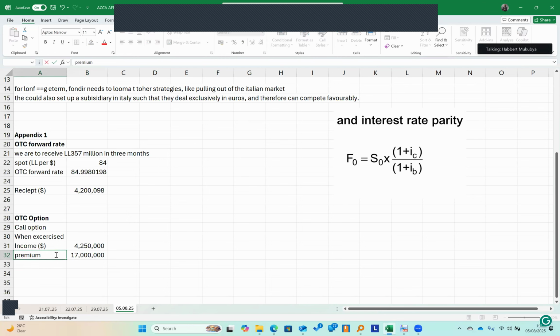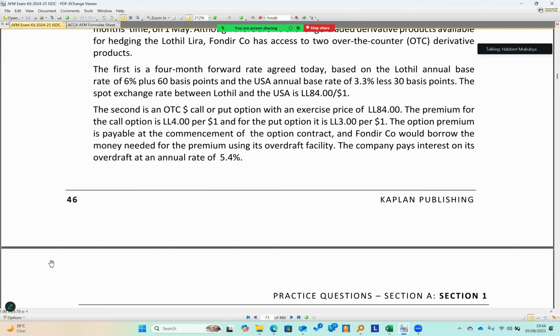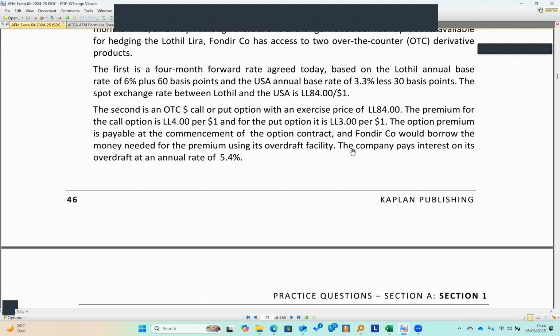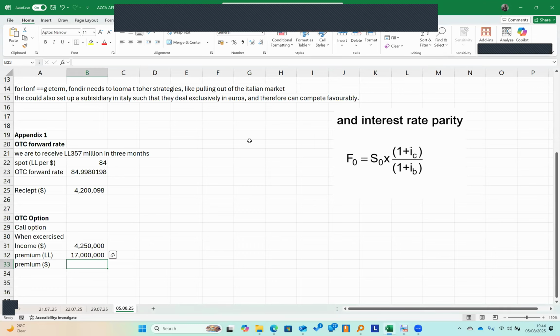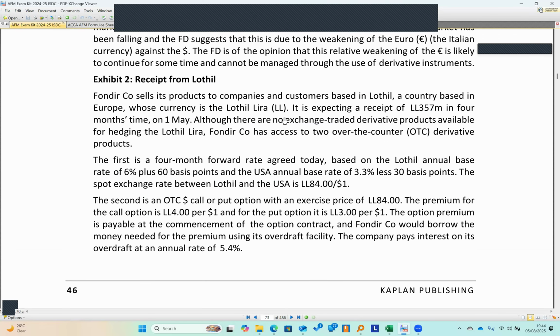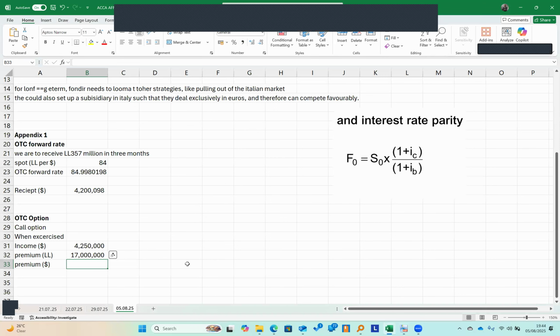This premium here is in LL. Now we can convert it to dollars. Now the premium is paid right away. They told us that the option premium is paid by the commencement of the option contract. So we shall use the spot, and the spot is still, I think they told us it's 84. Yeah, 84. So we just convert this to dollars by dividing by 84. So the premium becomes $202,000.